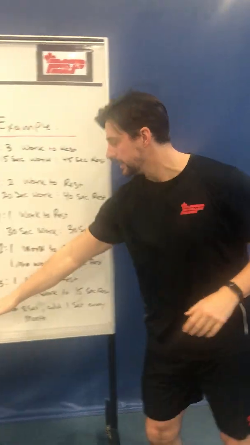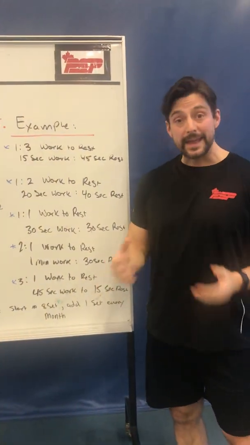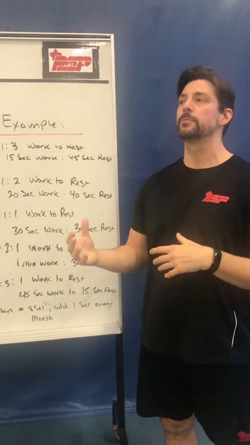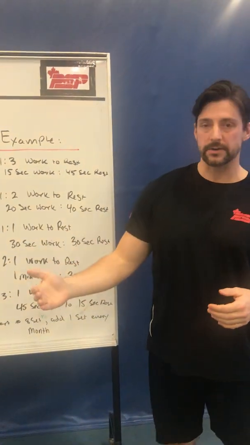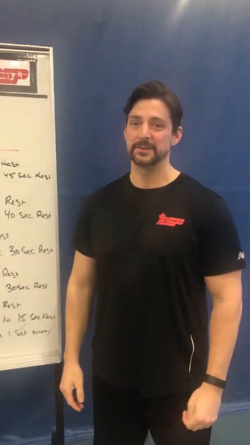Okay, and then finally, just a quick note on how to progress volume. Start with something like 8 sets, and then every month you're doing the program, tack another set onto that, increase the total volume, and you've got yourself a little anaerobic program.